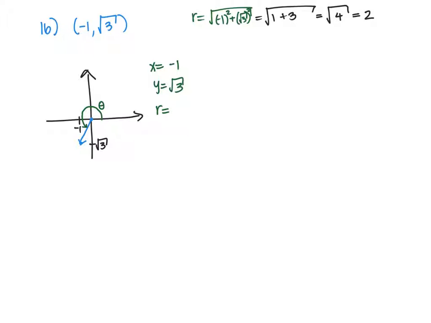Okay, sorry about those announcements. So what I did was I took the square of both numbers, added them, got 4, took the square root of 4, which is 2. So our radius here is 2, and so now we can set up our trig functions here.